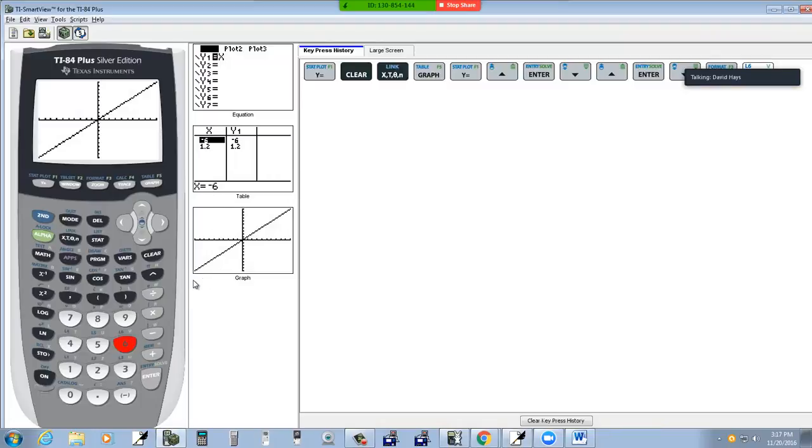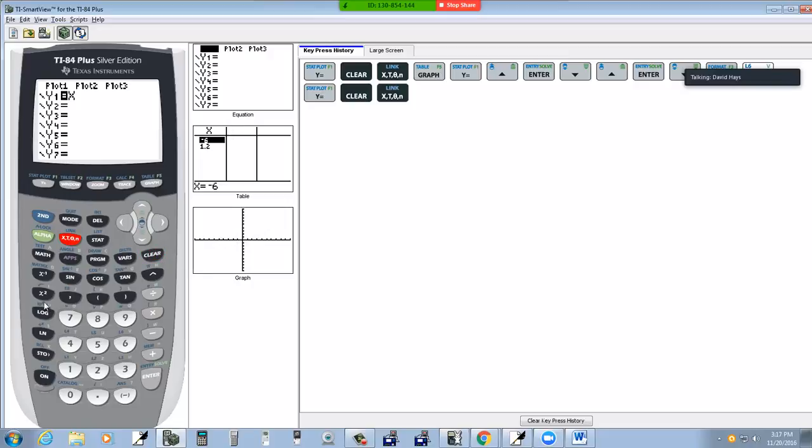Now y is equal to x squared. Press our y equals, clear. I'll do my x key, and now I'll push the x squared button. This x squared button doesn't put the x on there for you. All it does is put the squared. And then graph.